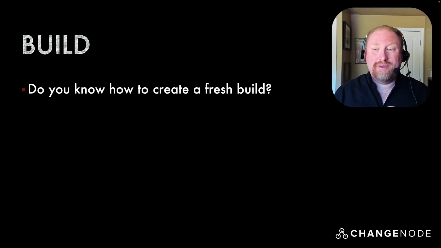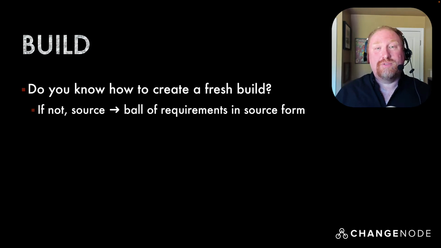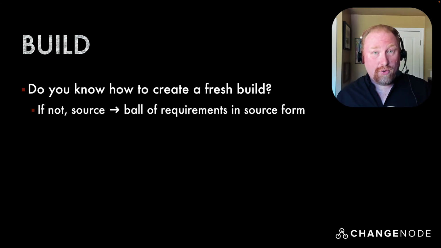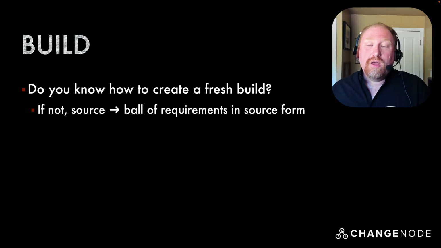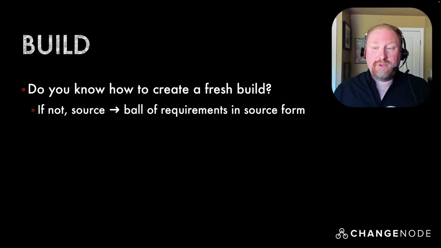Next tip, build. Do you know how to create a fresh build? If you don't, then what the source code really represents is a whole bunch of legacy requirements that just happen to have been written in source code form. That doesn't mean that it's not important. You'd be surprised how many little tiny things are hidden in those files that represent important business requirements that people may or may not even realize are in there, or where they came from, or why they're critically important today. First, try to get a build, and if you can't, at least view the app as a requirement set.